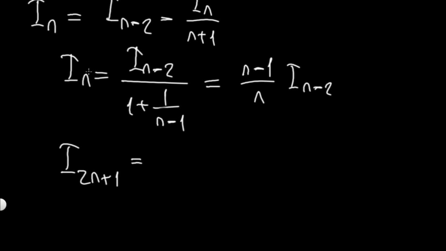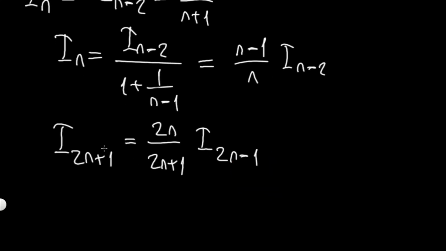Okay? So if I put n equal to 2n plus 1 here, I'm going to get 2n over 2n plus 1, and this will be just I_{2n-1}. So it's just decreasing this by 2 and you get these constants. I can just do it again. I can just keep doing it. So when I put n equal to n minus 1 here, I'm going to get 2n minus 1 on this side. So it will be this thing.